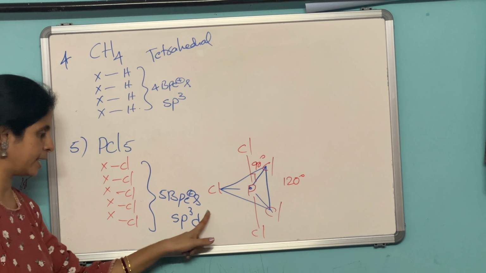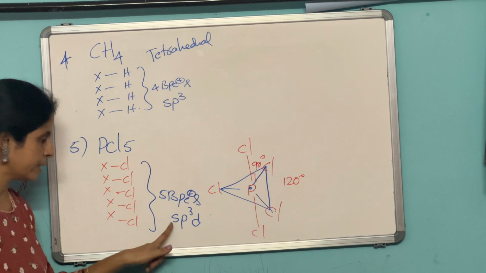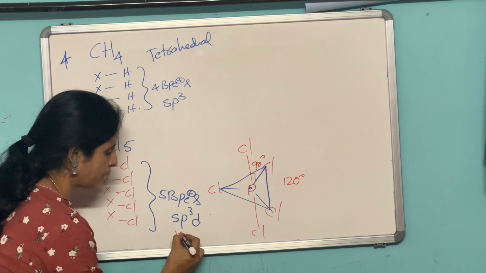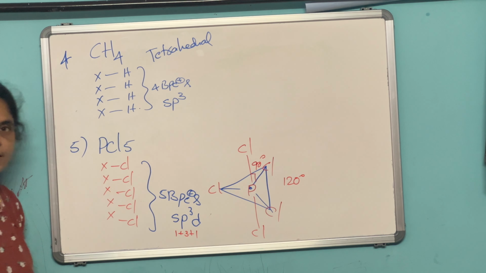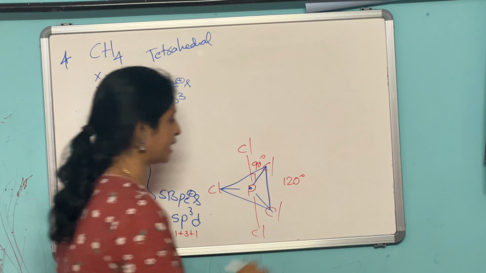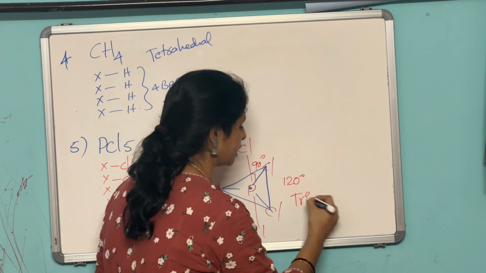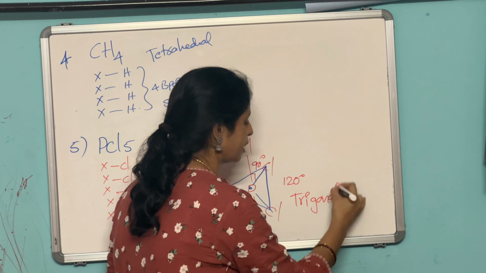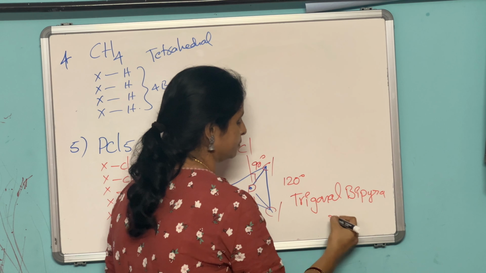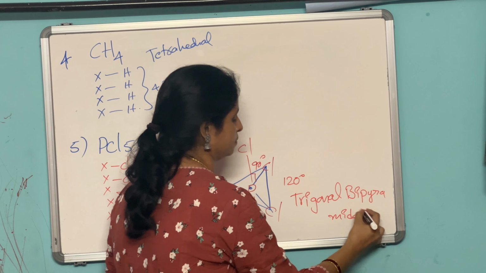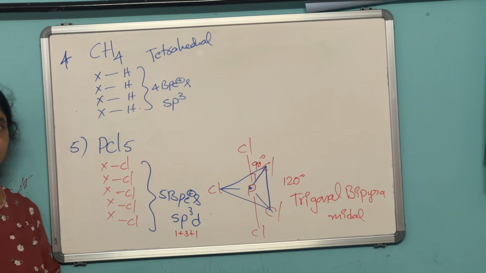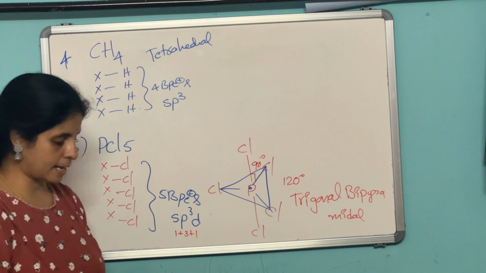5 bond pair of electrons with 0 lone pairs. 5 means sp3d. 3 plus 1 plus 3 plus 1. sp3d hybridization. This is the geometry, trigonal bipyramidal geometry. What is the geometry? Trigonal bipyramidal geometry. Clear? Super clear? Okay. We'll discuss another example.